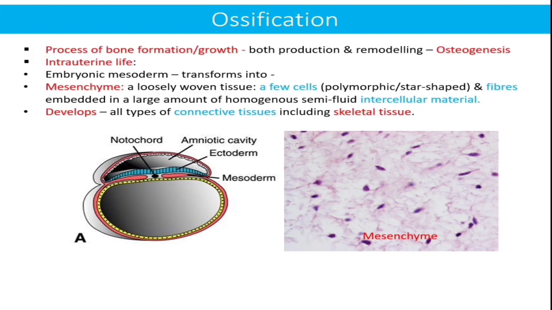Ossification is the process of bone formation, which includes both production and remodeling. It is also named as osteogenesis. Ossification starts during intrauterine life when embryonic mesoderm transforms itself into mesenchyme, which is a loosely woven tissue having a few star-shaped cells and fibers embedded in a large amount of homogeneous semi-fluid intercellular material. Mesenchyme develops into all types of connective tissue, including skeletal tissue.